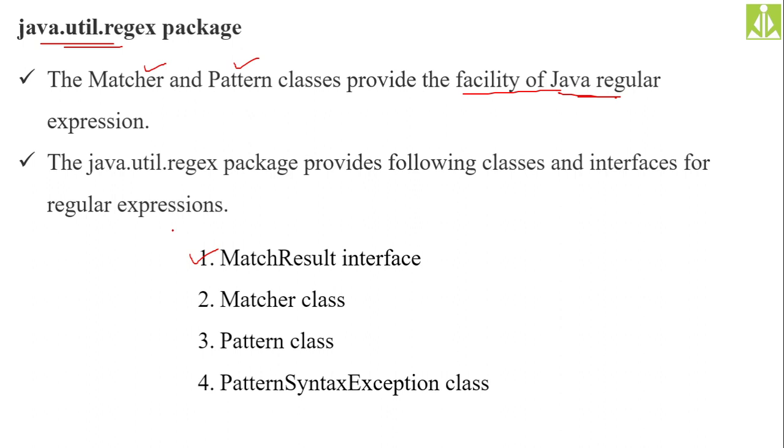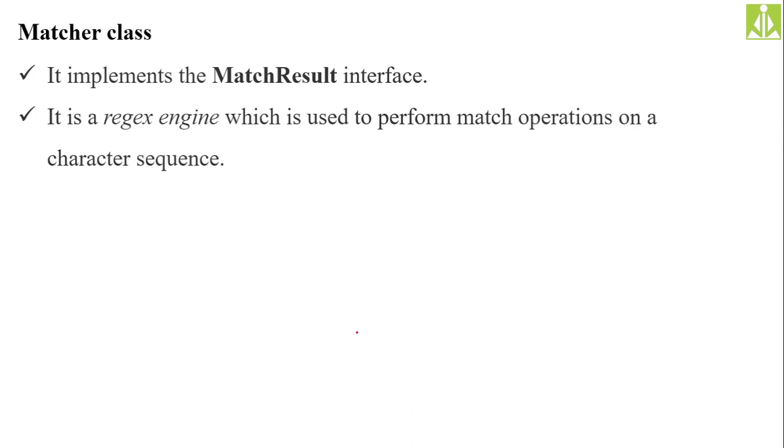And what we discuss, in the sense, we discuss only the matcher class and the pattern class. So quickly, go to the matcher class. It implements the MatchResult interface. As I said, there is nothing inside the MatchResult interface. Definitely one class has to implement that MatchResult interface to get the functionality. And what class is implementing that one? Our matcher class itself is implementing the MatchResult interface. Remember this one.